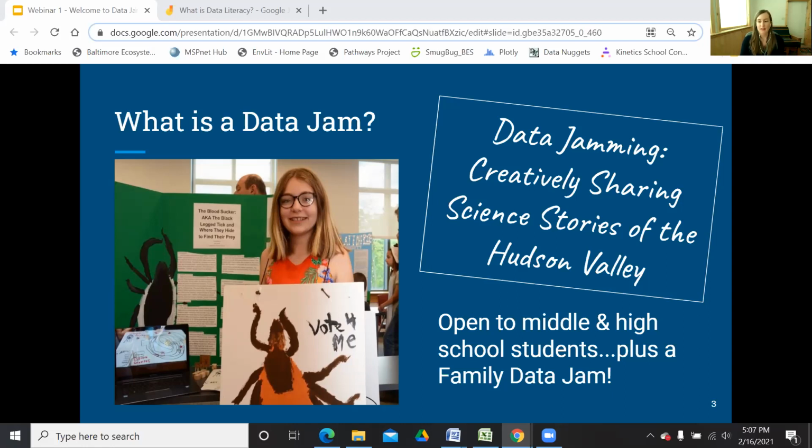And like I mentioned, there are three categories. So middle school students can compete, high school students, and also a family data jam that allows more involvement from parents and guardians and caregivers to work with their children, so siblings can work together, and it even opens up the opportunity for elementary students to participate in Data Jam.